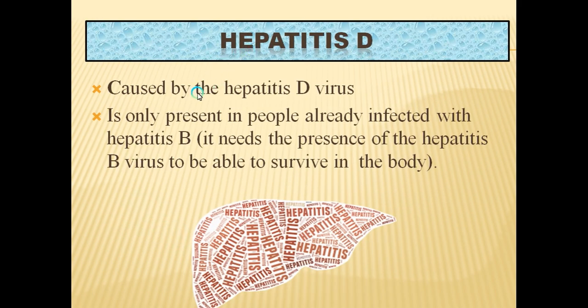Now next is hepatitis D virus. What is hepatitis D virus? It is present only in those people who are already infected with hepatitis B, because hepatitis D virus needs the presence of hepatitis B virus to survive in the body. So those people who have hepatitis B virus need to be checked whether hepatitis D is there or not, and vice versa.